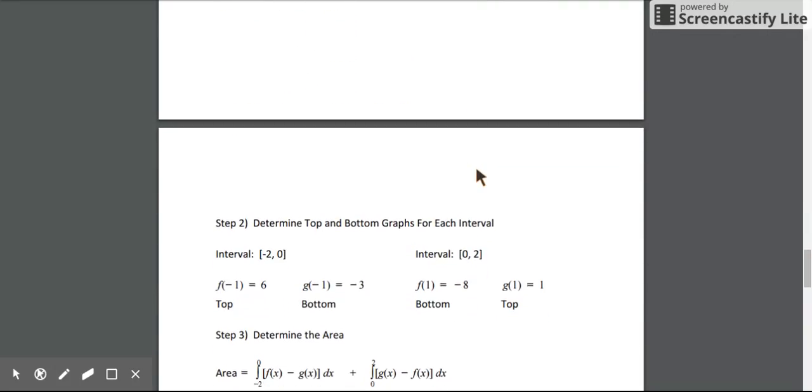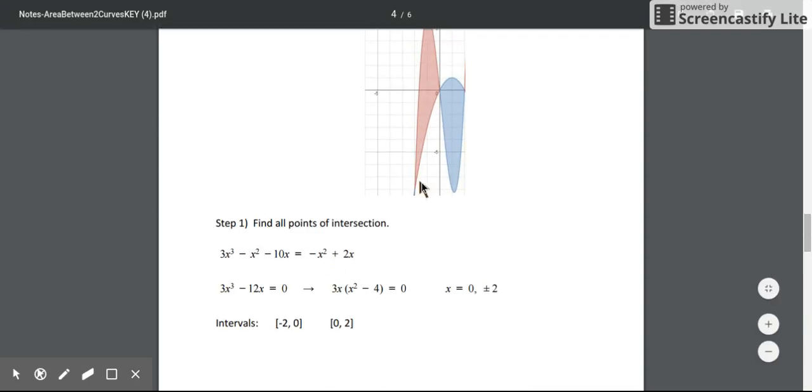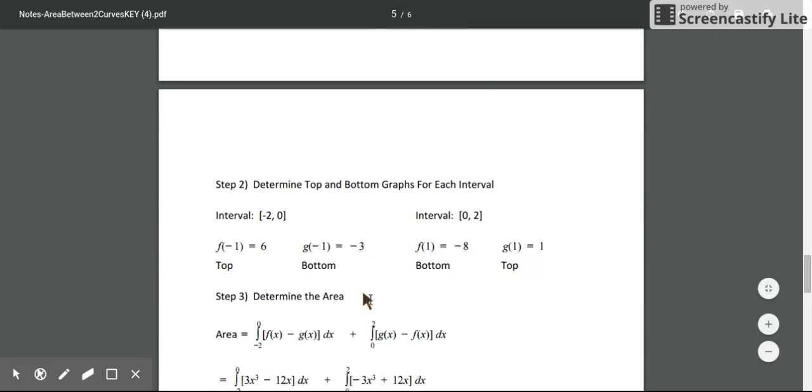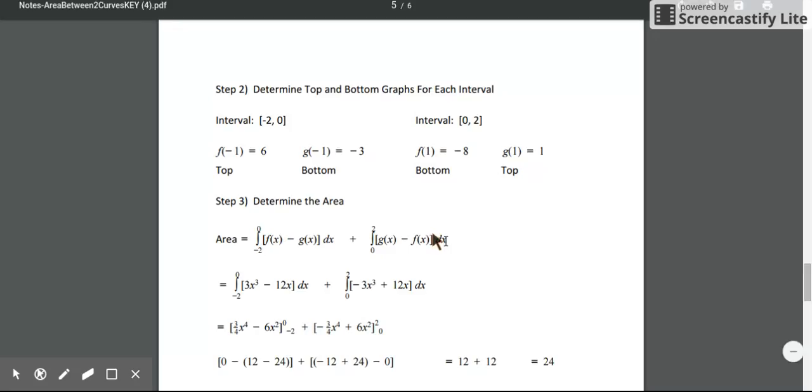So let's figure out which function is on top and bottom, and it may differ depending on the interval. On the interval from negative 2 to 0, the f function turns out to be greater, so that'll be on top. I plugged in negative 1 to test. The g function gave me a smaller value, so I know that's going to be on the bottom. And again, we can verify by looking at it. Negative x squared is on the bottom, x cubed is on top. So if I subtract the g from the f function on the interval from negative 2 to 0, we can find the area in between those two curves in that first region.